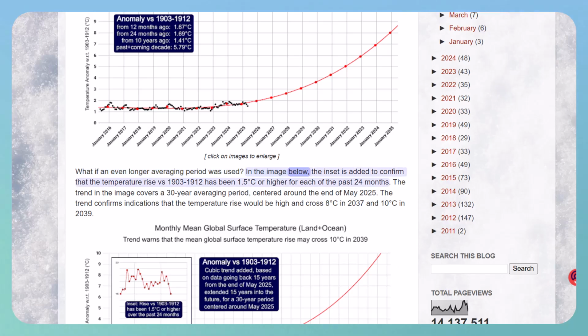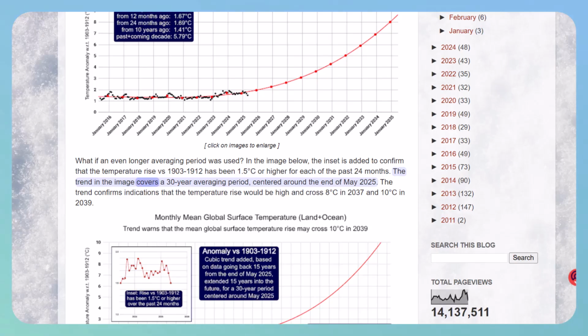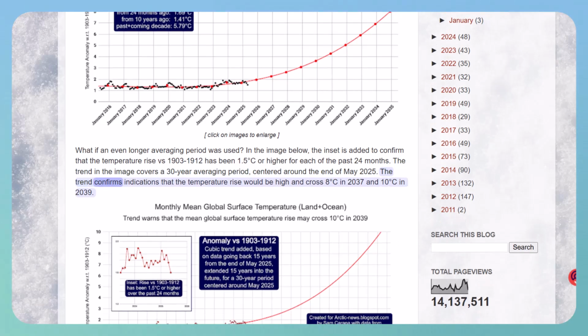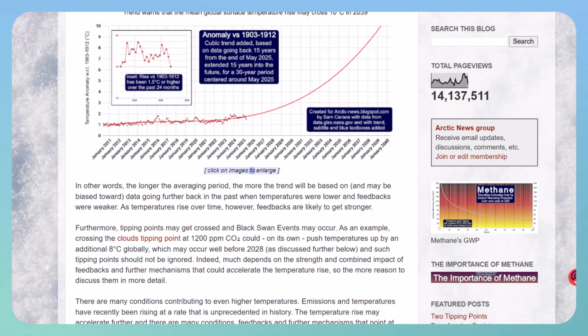In the image below, the inset is added to confirm that the temperature rise vs 1903 to 1912 has been 1.5 degrees Celsius or higher for each of the past 24 months. The trend in the image covers a 30-year averaging period, centered around the end of May 2025. The trend confirms indications that the temperature rise would be high and cross 8 degrees Celsius in 2037 and 10 degrees Celsius in 2039. Click on images to enlarge.